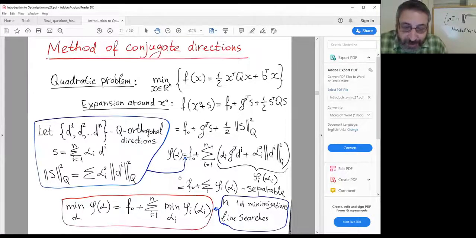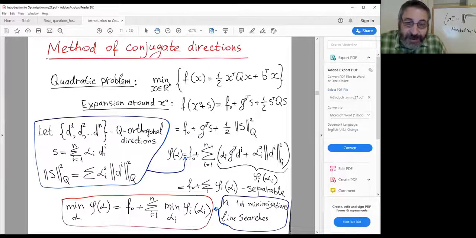And we show that if we go by conjugate directions, then actually our minimization is minimizing a sum of separable functions. Separable functions, so a sum of independent functions, phi, each of them depends on its own alpha i. What is alpha i? How much we go in conjugate direction?